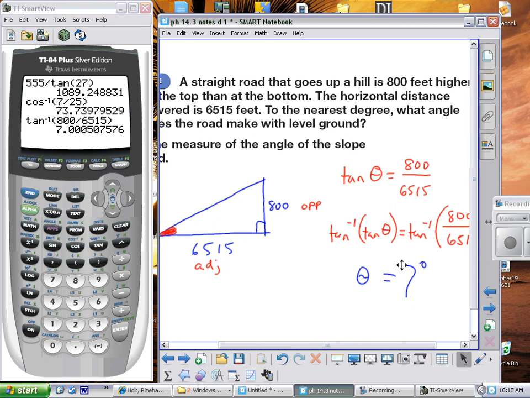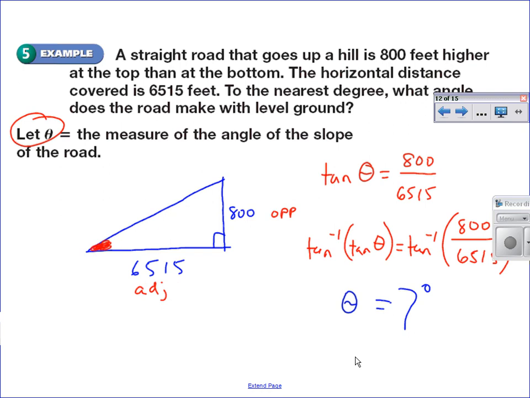Okay, so what can we do today? At the end of the day, in a right triangle, given some information, we can find a side, and given two of the pieces, we can find an angle.